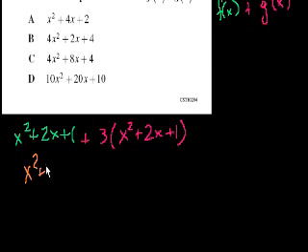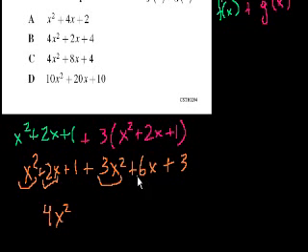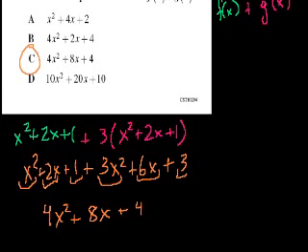X squared plus 2x plus 1 plus, distribute the 3, 3x squared plus 6x plus 3. And now let's see, you have an x squared and a 3x squared. You add those together, you get 4x squared. And then I have a 2x and I have a 6x. Add those together, I get plus 8x. And then I have a 1 and I have a 3. So plus 4. 4x squared plus 8x plus 4. And that's choice C. Next problem. Next page.